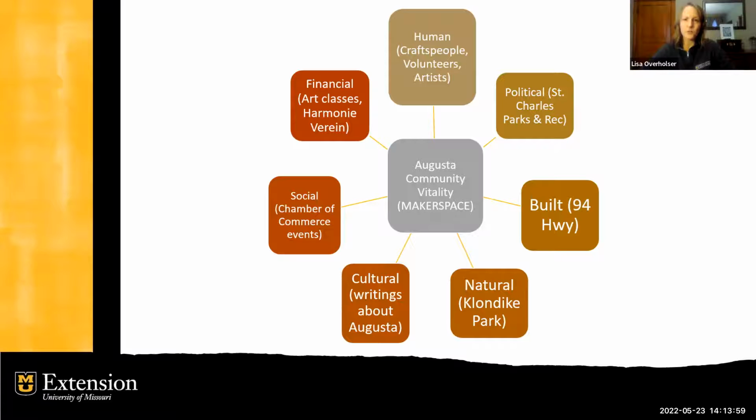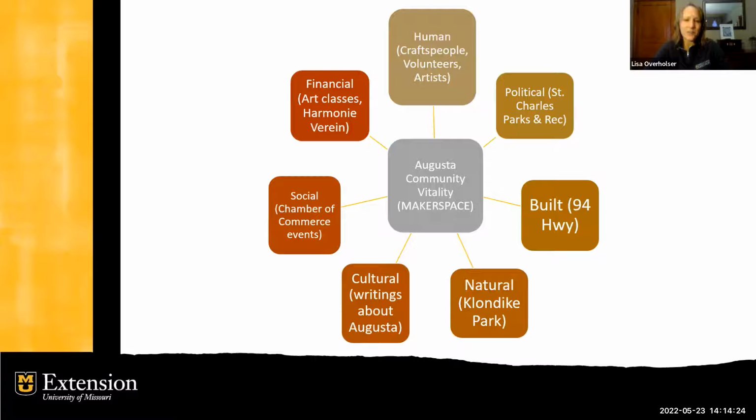For human capital, they listed craftspeople. There's all kinds of artists there. It's a little artist community, with all kinds of volunteers. So those are some of the human resources that were listed. Financial assets, they have many arts classes. They have Harmony Verein, which used to be an old German cultural center, a lot of German heritage in the area, and they've turned it into a performance building.